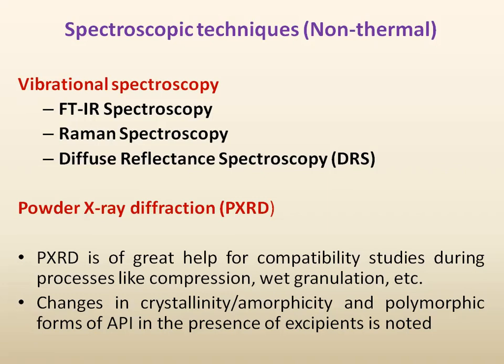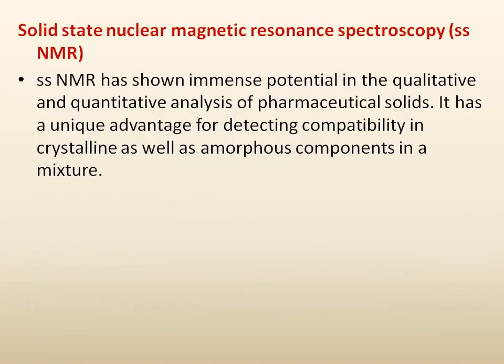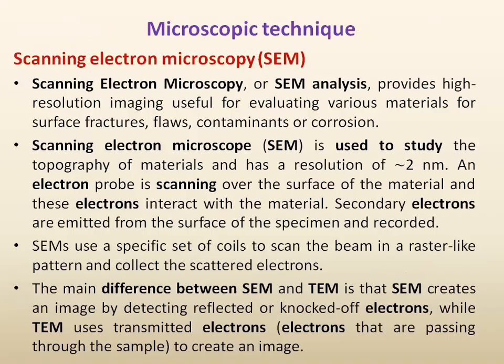So all these techniques actually tell us whether there are incompatibilities or not, which are not usually detected through physical methods like color or just odor. So these techniques are routinely used. Apart from that, solid state nuclear magnetic resonance spectroscopy, SSNMR, is also used. Then next, there is the microscopic technique. We will see this in detail.